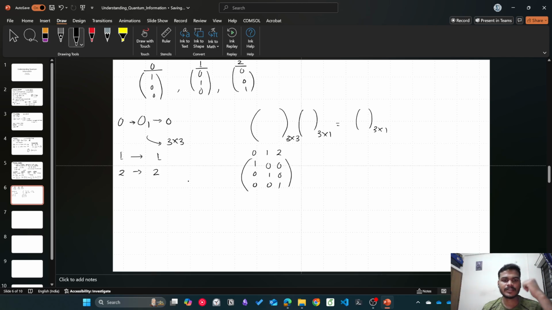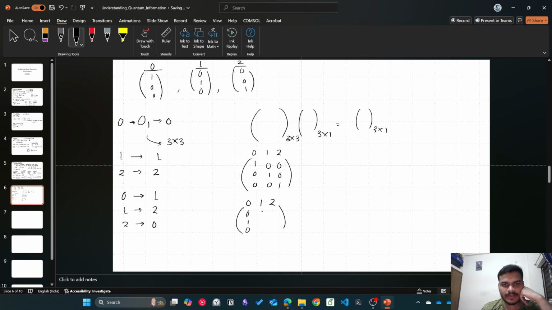But let's take a different case. Let's say 0 is going to 1, 1 is going to 2, and 2 is going to 0. It's kind of a rotation, right? So let's apply the same trick here. So here we have 0, 1, 2, and our 0 is going to 1. So in place of the 0 column, we write the vector for 1, which is 0, 1, 0.